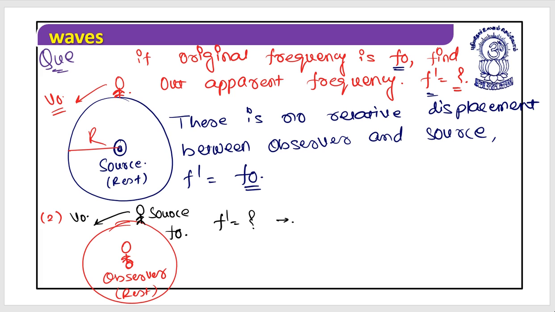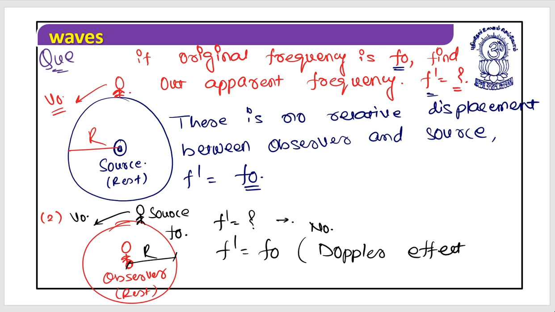Again, as you can see, this is the distance, or would be a radius only. Every time it is moving with the same speed. Second thing, the separation between source and observer remains the same, radius r only. So if the separation between the source and observer is the same, that means f dash would be equal to f naught. These are the cases of no Doppler effect.